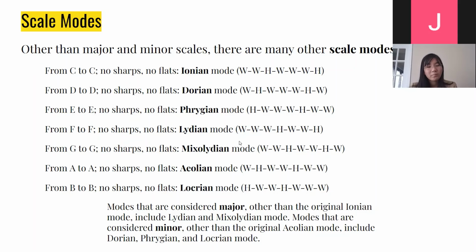And modes that are considered minor, other than the original Aeolian mode, which is A to A, no sharps, no flats, which is the original minor, natural minor. There's also Dorian mode, which is from D to D, no sharps, no flats, and the pattern for that is whole, half, whole, whole, whole, half, whole. Phrygian mode, which is from E to E, no sharps, no flats, which its pattern is half, whole, whole, whole, half, whole, whole. And then Locrian mode, which is from B to B, no sharps, no flats. And that would be half, whole, whole, half, whole, whole, whole.